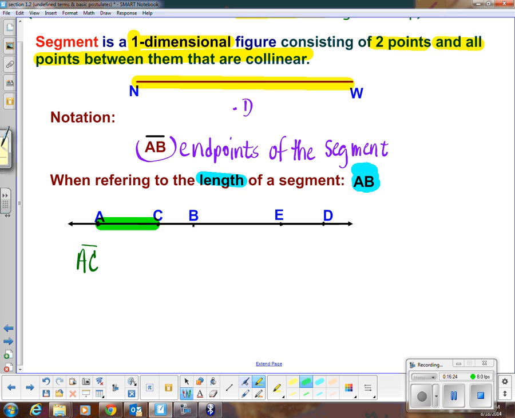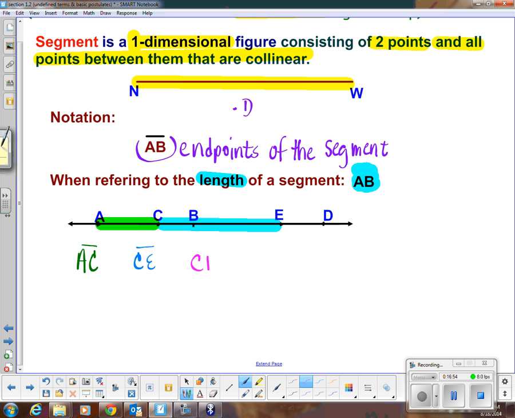All right, so if I want to talk about, let's see, segment CE, then I must have a segment bar on top. That is going to be the segment that begins at C and stops at E and contains all the collinear points between C and E.